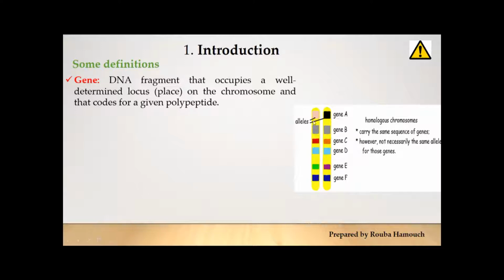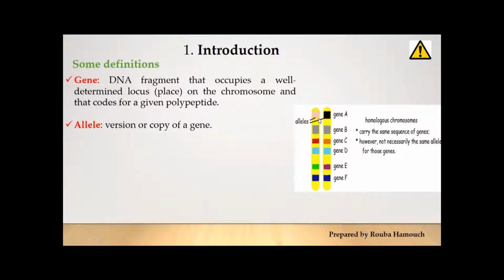For the gene A here, you have black color and light pink color. These colors mean that for each gene we have 2 copies or 2 alleles. So the second definition, allele is a version or copy of a gene. We take one allele from the mother and one allele from the father. So one gene is expressed in 2 copies within an individual.